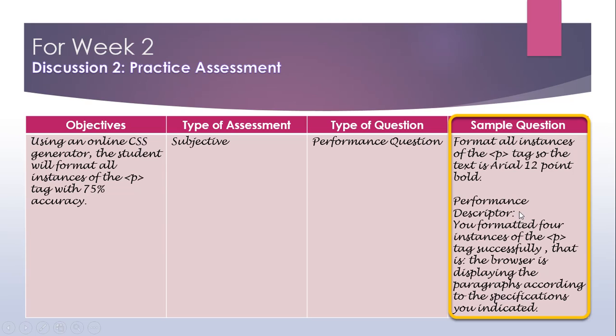And this is going to be my performance descriptor for the excellent level of quality. So I'm going to see, well, you formatted 4 instances of the p tag successfully, and that is that the browser is displaying the paragraph according to the specifications you indicated. If it looks Arial 12 point bold, then you're fine. You've achieved the maximum, the highest level of achievement in this performance type of question. But this is basically just a sample example that you could use to help you complete the table for yourself.